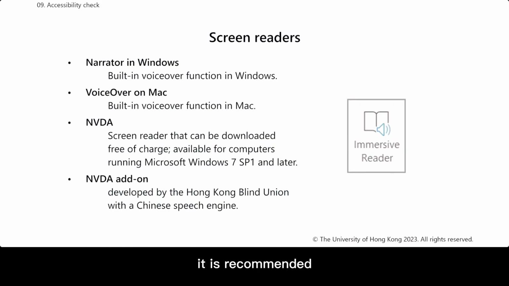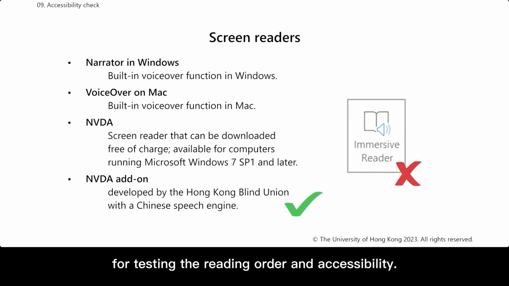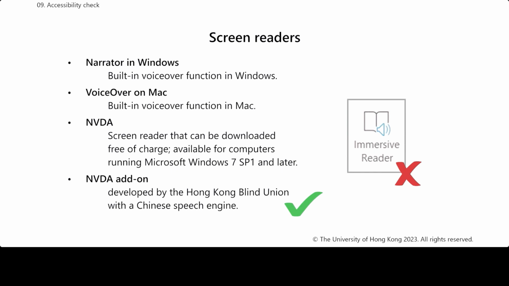If possible, it is recommended to go through the document with screen readers to check the reading order of the document. Here are some examples of screen readers. Do not use the built-in immersive reader in Microsoft Word for testing the reading order and accessibility. It may work differently from assistive technologies such as screen readers.